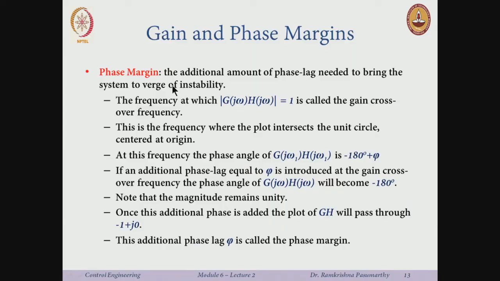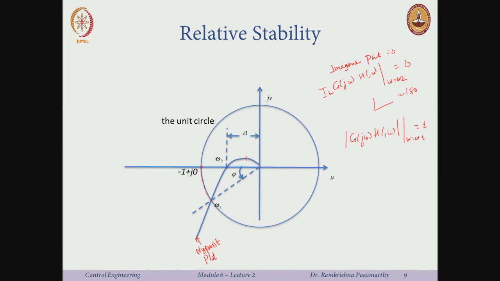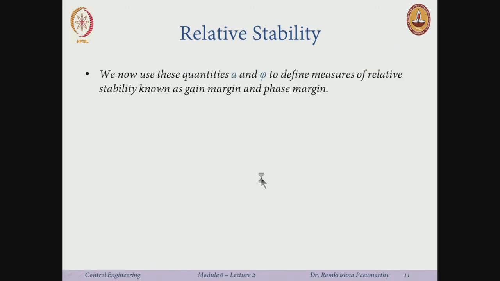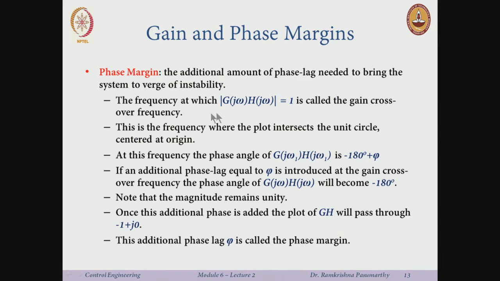First, let's revisit the picture again for a while. What we are interested in is here. This intersection, I call this omega 1. What is this omega 1? The point at which the magnitude becomes 1. The frequency at which |G(j omega)H(j omega)| equals 1 is called the gain crossover frequency. This is where the magnitude is 1.